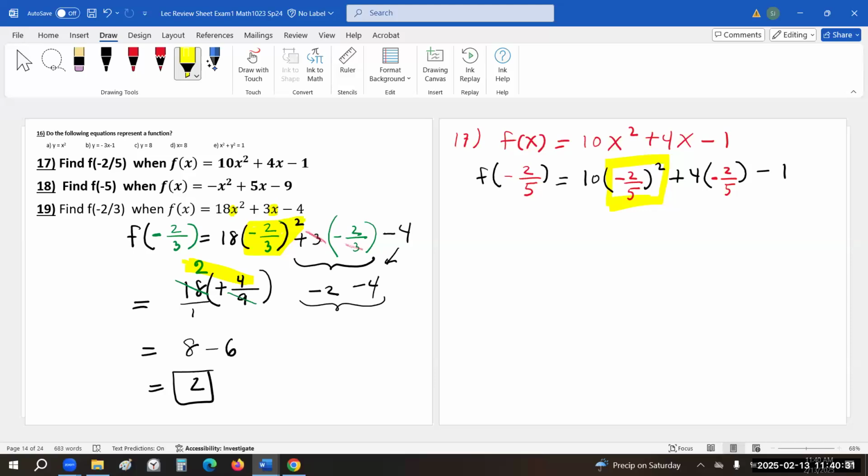First, we apply the power. So 10 times what? A negative square becomes positive. Because see, negative square means negative times negative. So negative times negative is positive, and then 2 over 5 squared becomes 4 over 25.